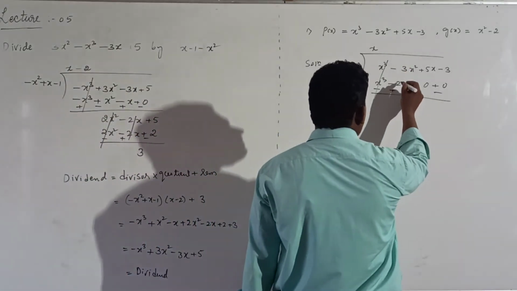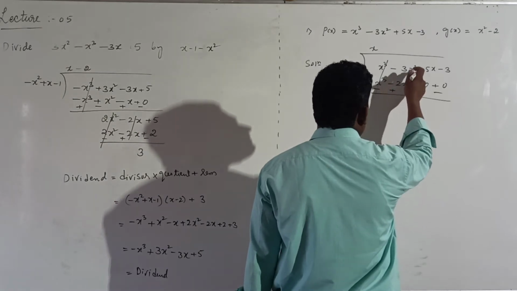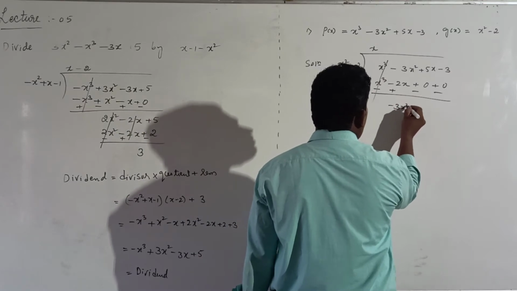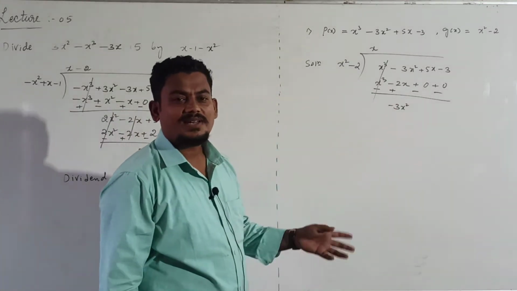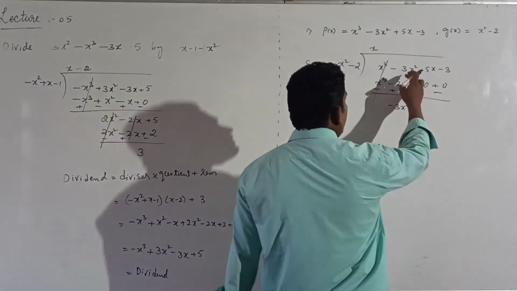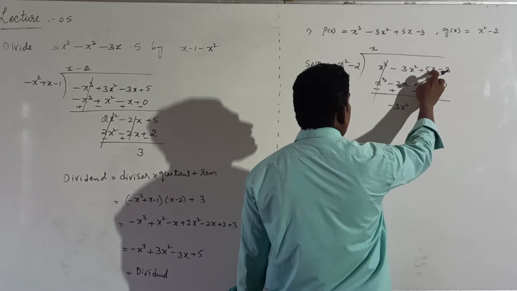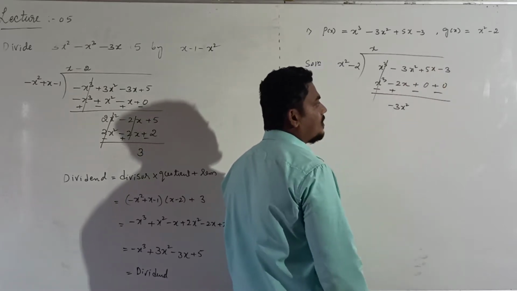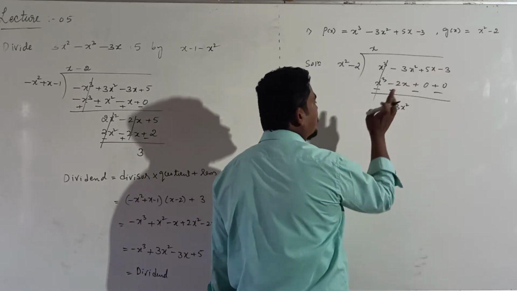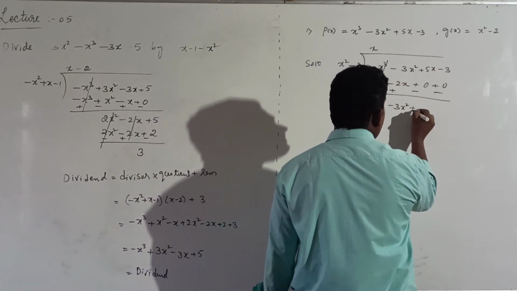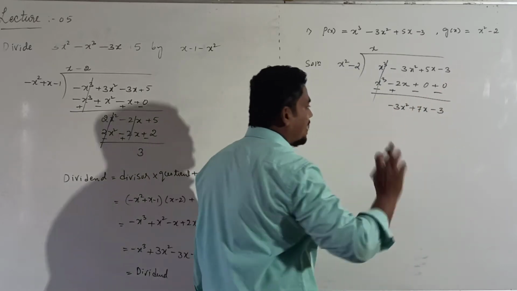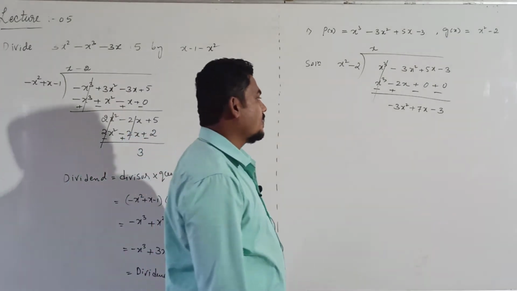After that, minus 3x square remains as it is. Why? Because the x square term is not there; here we only have x. Minus 3x square remains as it is. 5x minus 2x. Sorry, 5x, its sign is also positive, so 5x plus 2x, that is 7x. Take minus 3 as it is, because minus 3 minus 0.